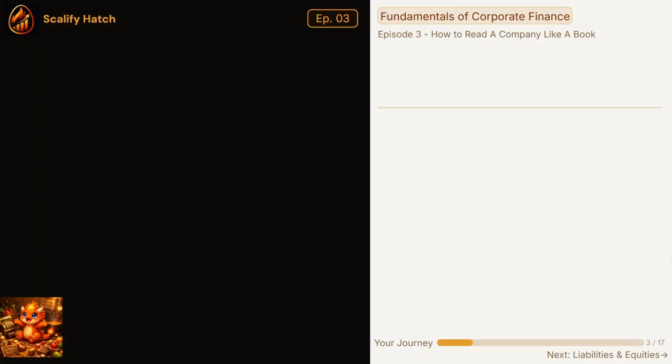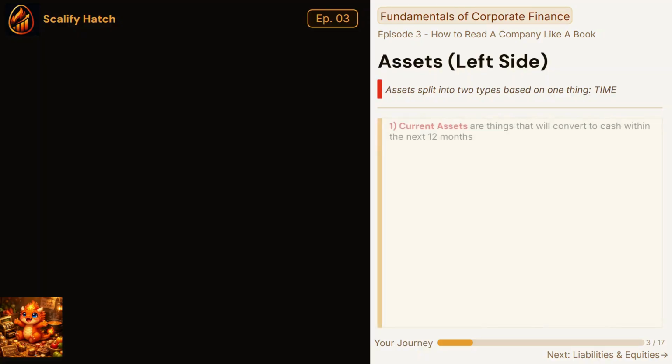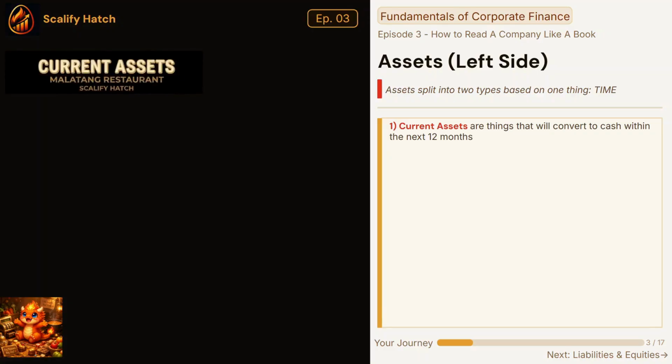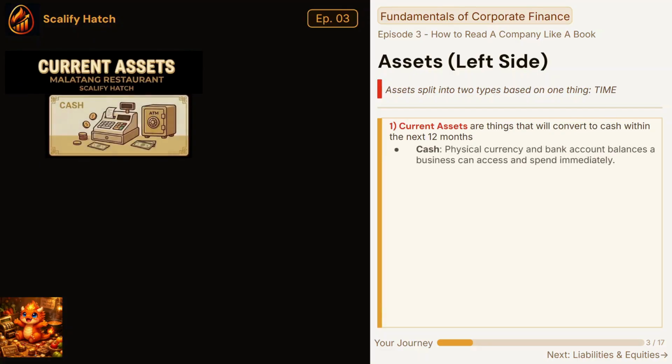Let's explore both sides of the equation, starting with the left side first. Assets. Assets are split into two types based on one thing, time. The two types are current assets and fixed assets. Let's begin with the current assets. These are the things that will be converted into cash within the next 12 months. They are short-lived by nature. And for our Malatang example, current assets include cash, the money in our register and our bank account.